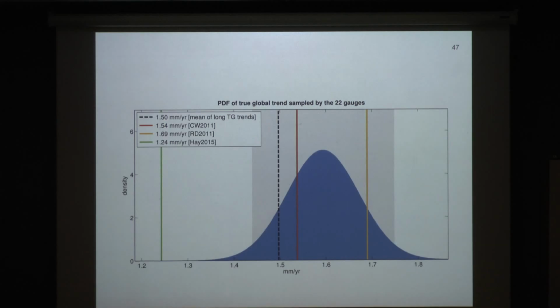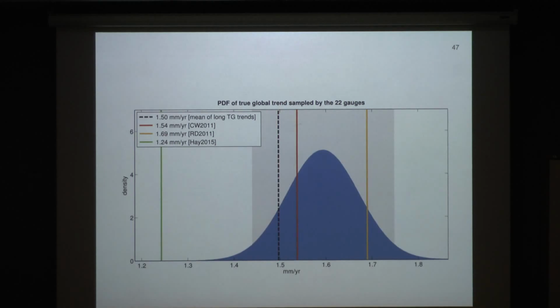And I'm showing the mean of the observed trends, like I just pointed to here with the black dashed line. And I also put the reconstructed rates as well on here for the Hay, the Church and White, and the Ray and Douglas reconstructions. Where now we can say that the Church and White and the Ray and Douglas reconstructions are not statistically inconsistent, at least, with the long-term trends in these records.